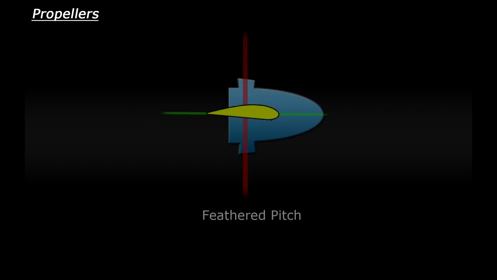There is one more setting that you might come across, and that is a feathered pitch angle. This is basically when the blade is turned edge on into the airflow to provide very little wind resistance. This is mainly used if the engine fails, because it reduces aerodynamic drag.